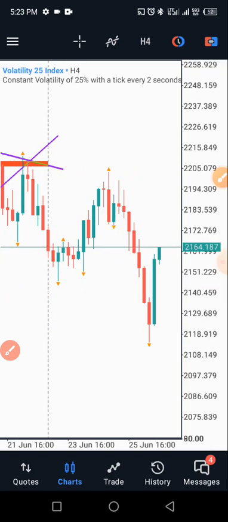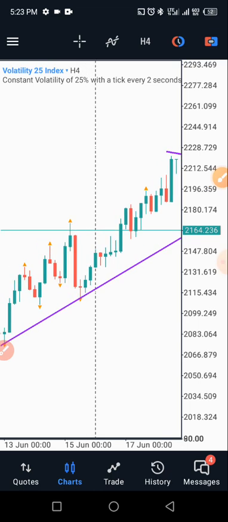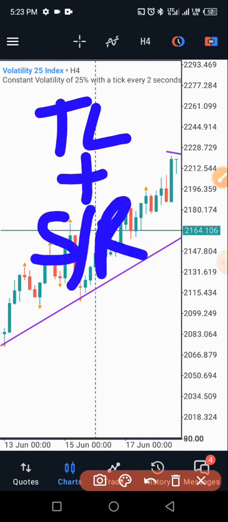So guys, I feel that definitely we've been able to get how to make use of the trend line strategy, and the way we want to make use of it is to always combine it with support and resistance.